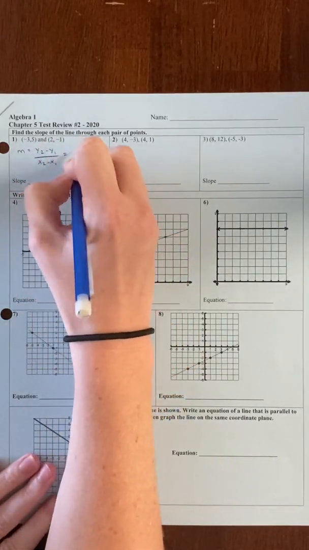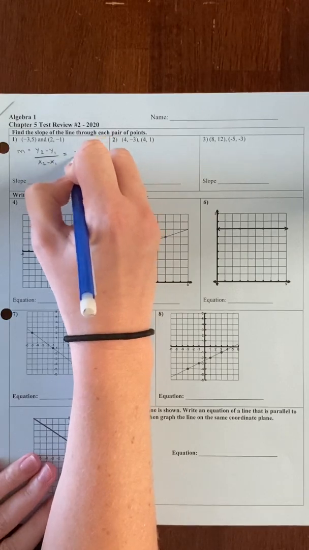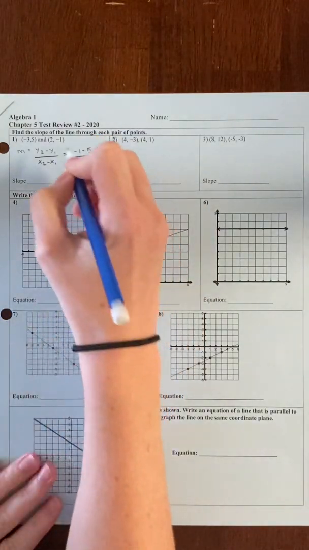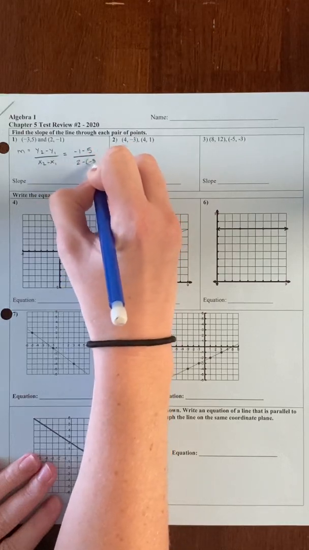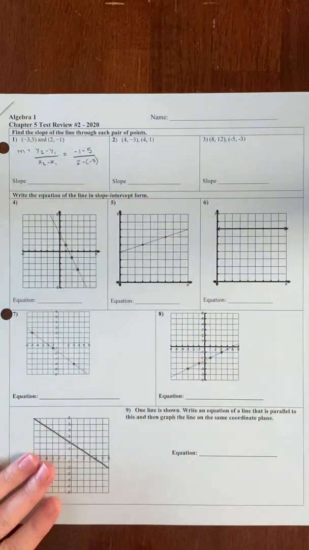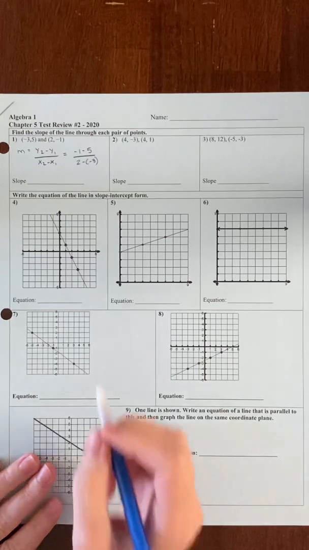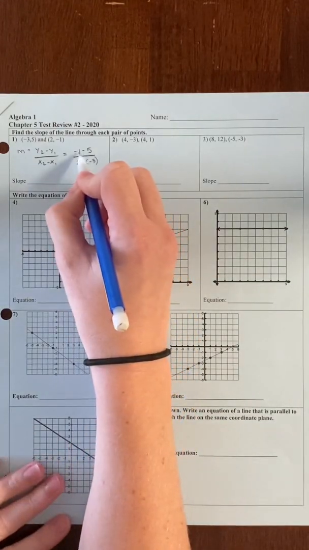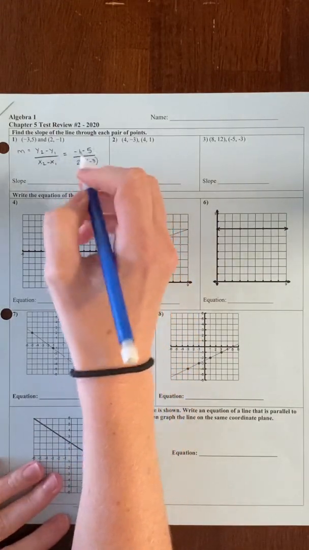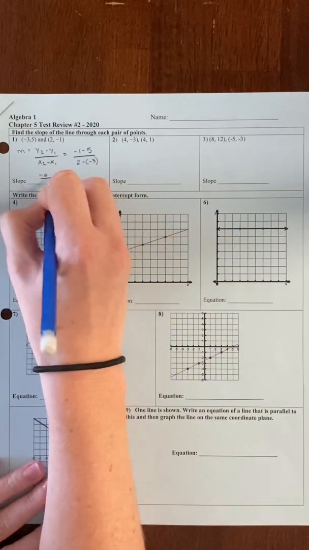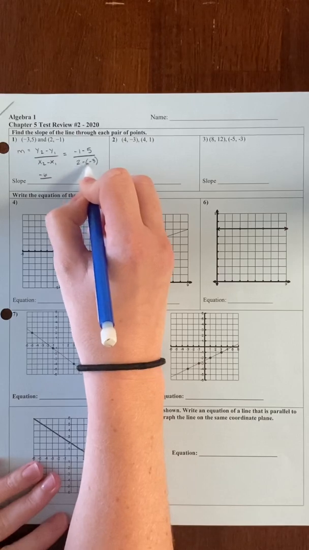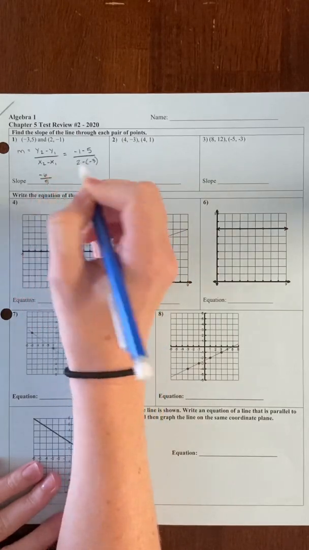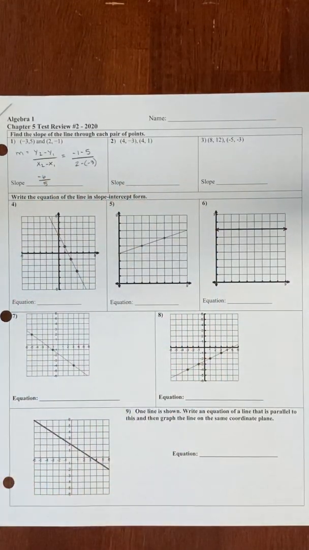So I'll have negative 1 minus 5 over 2 minus a negative 3. Now remember, you want to put that negative 3 in parentheses. You don't want to drop the negative sign. And so then when I simplify this, I have negative 1 minus 5, which is negative 6, over 2 minus a negative 3, which really means 2 plus 3. So that's 5. So my slope is negative 6/5.